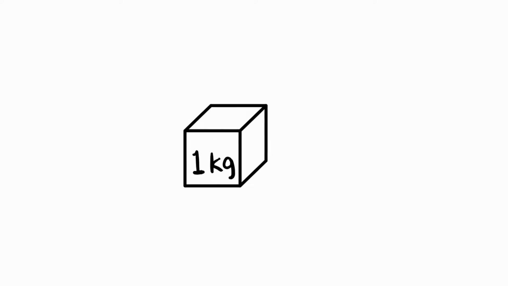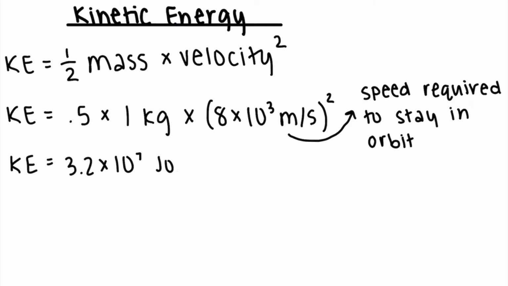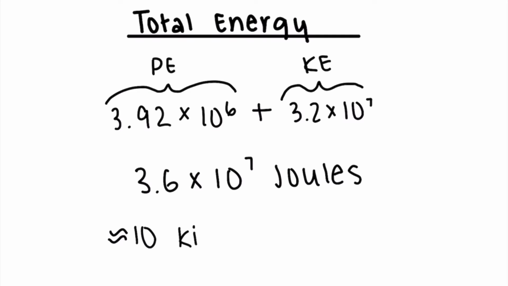Imagine we want to send 1 kilogram of payload into orbit. How much energy do we need? Well, we can add in the potential energy required and the kinetic energy required, which gives us total energy, 3.6 times 10 to the power of 7 joules, or about 10 kilowatt hours, which would only cost about $1 per kilogram. If this was the case, the space industry would be totally revolutionized and everything would be super cheap.